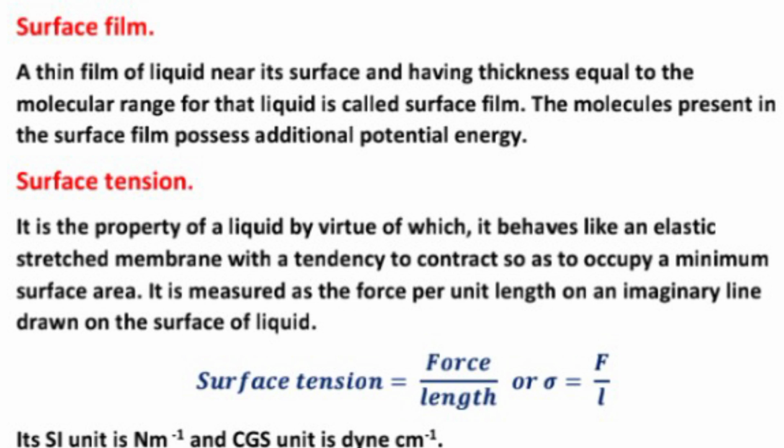The surface tension. Now I am going to explain to you about the surface tension. It is the property of a liquid by virtue of which it behaves like an elastic stretched membrane with a tendency to contract so as to occupy a minimum surface area. It is measured as the force per unit length of an imaginary line drawn on the surface of the liquid. Surface tension equal to force upon length, or it can be written as F upon L.